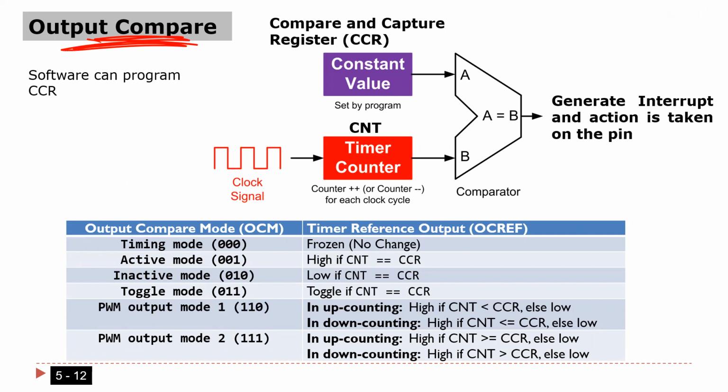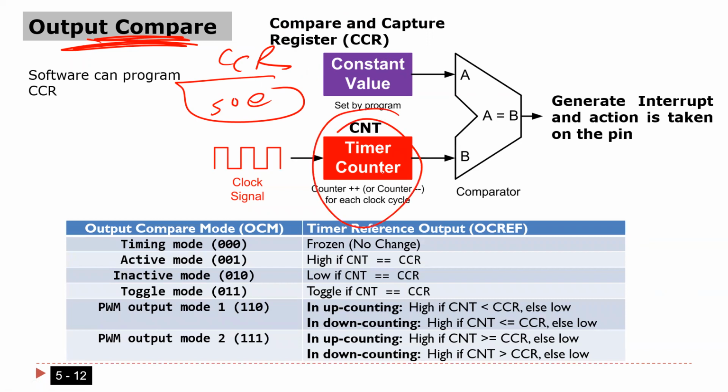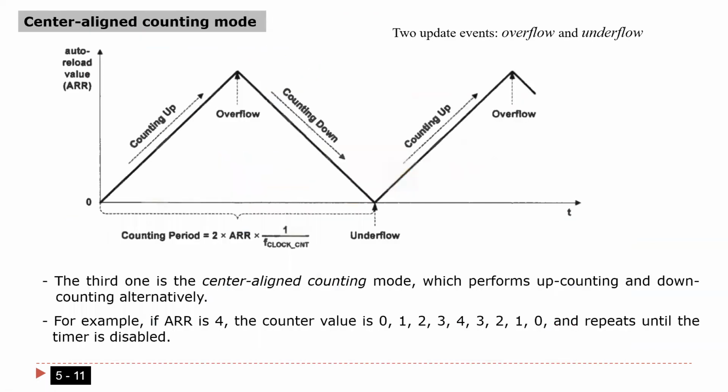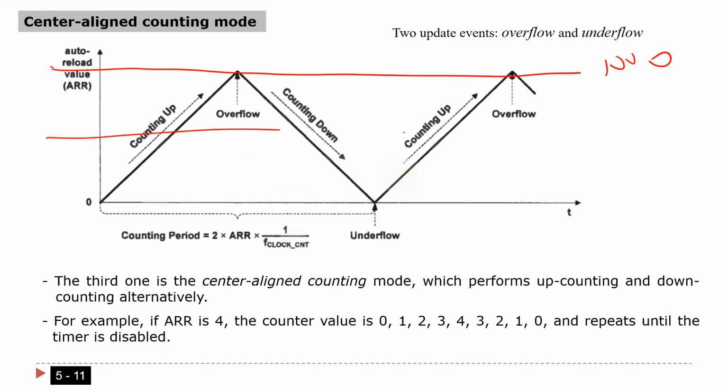So what's going to happen here, guys? We are going to compare the count. This is the count here, okay? I'm going to compare the count to a certain value stored in a register, CCR. So here we have a register, we call it CCR. You can put some value here, for example, 500, okay? Once this value is equal to CCR, two things are going to happen. For example, assume ARR here is 1,000. And then I'm going to put 500 in CCR.